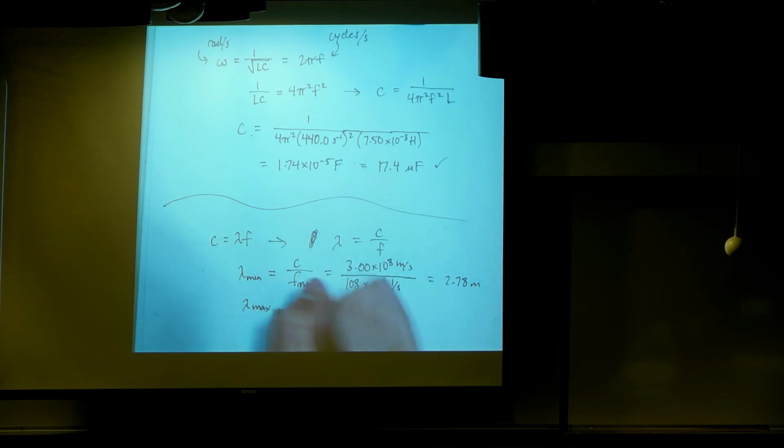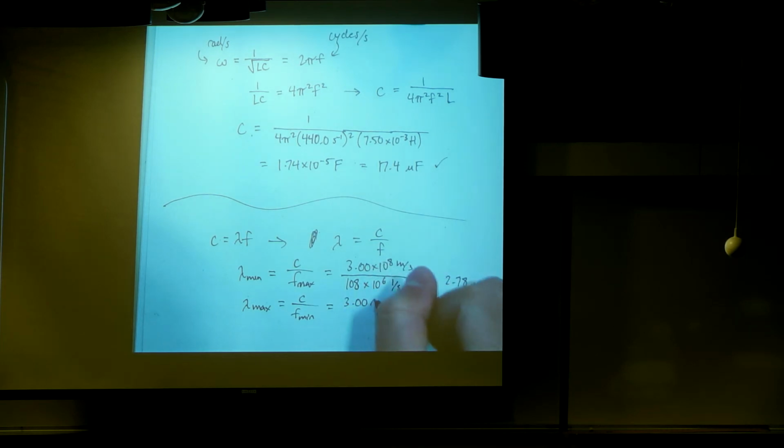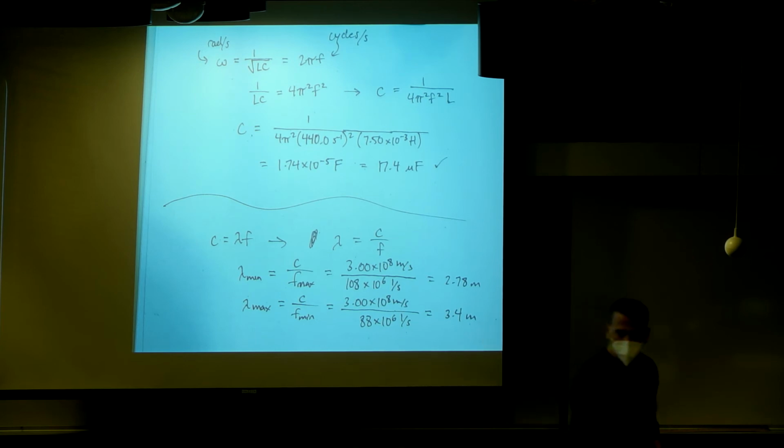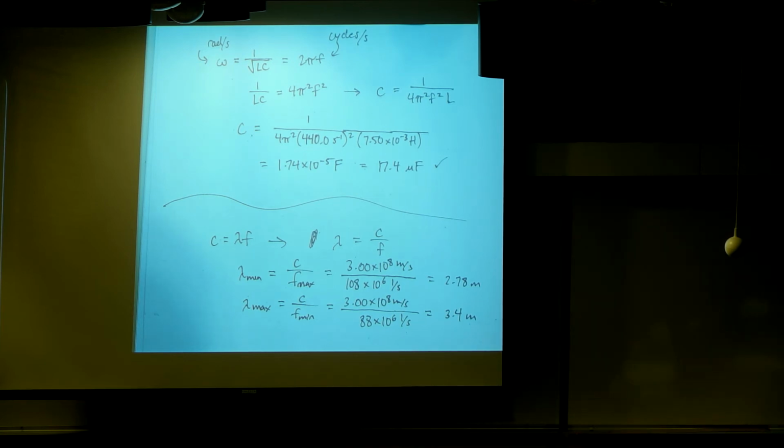The maximum wavelength is what we get when we take c over f minimum, because again, they're inversely related. So that's 3 times 10 to the 8 meters per second over 88 megahertz. That's 88 times 10 to the 6 inverse seconds, and that's about 3.4 meters. So it's not that wide of a range in terms of wavelength, but there it is. Any questions on that? Pretty straightforward.